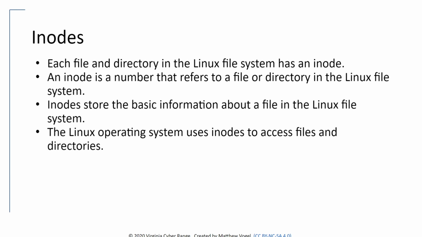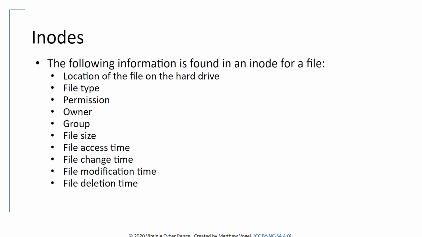So, inodes. Each file and directory in the Linux file system has an inode. An inode is just a number that refers to a file or directory in the Linux file system. Inodes store the basic information about a file, and the Linux operating system uses inodes to access files and directories. So we're going to look at what is actually stored here.